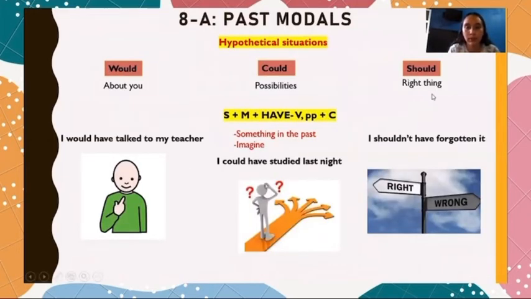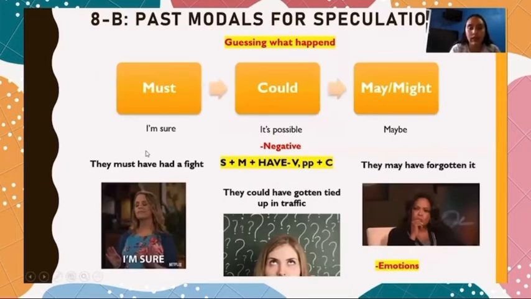In the next topic, I learned how to use past modals to talk about hypothetical situations. We use would, could, or should. Would to mention what I would do. Could to search possibilities, more ways to end up something. And should with the right thing. To imagine something in the past, like the examples. That's what I learned in the last topic.